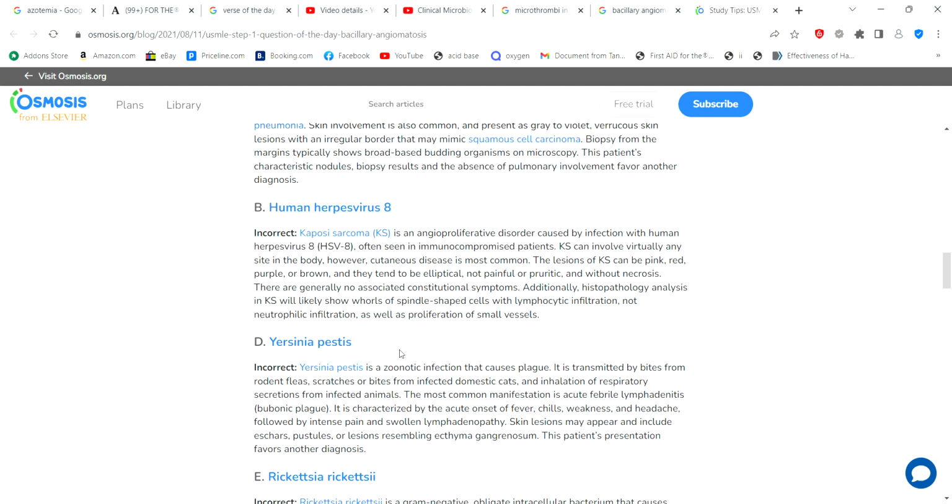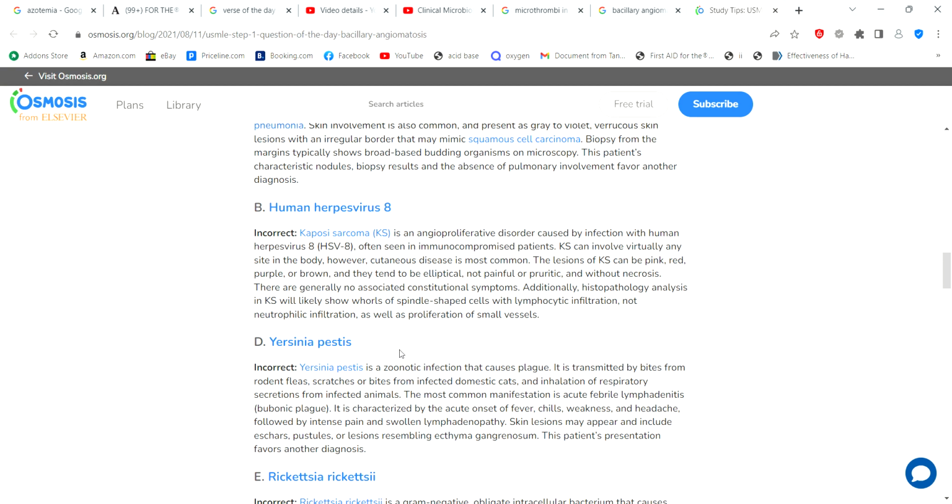The lesions of Kaposi sarcoma can be pink, red, purple, or brown. They tend to be elliptical, not painful or pruritic, and without necrosis. There are generally no associated symptoms. Additionally, histopathology analysis will show whorls of spindle-shaped cells with lymphocytic infiltration, not neutrophilic infiltration, as well as proliferation of small cells. Okay, make a note of that. That's extremely important. Okay, Kaposi sarcoma.